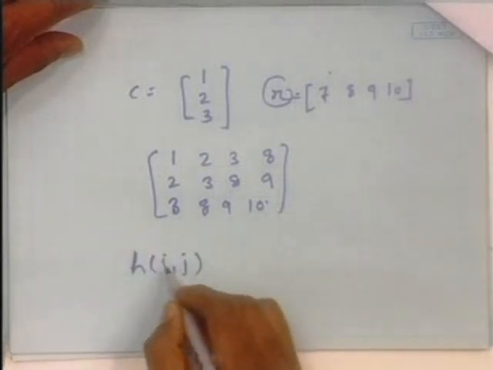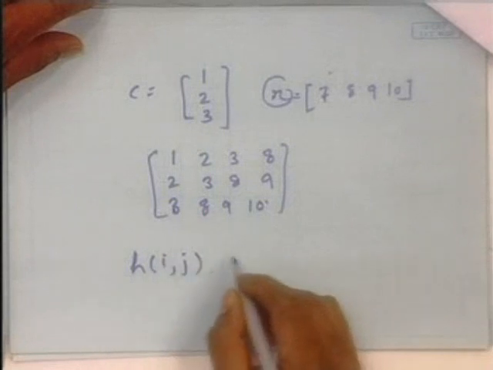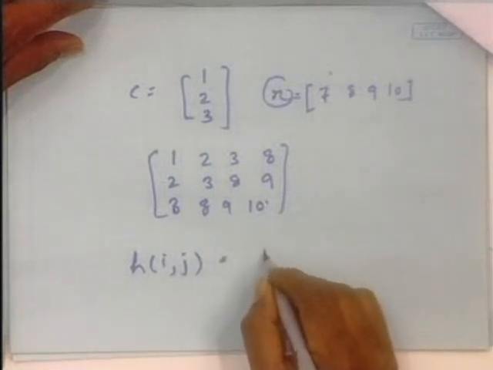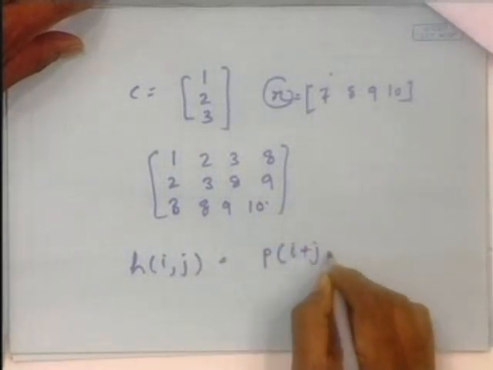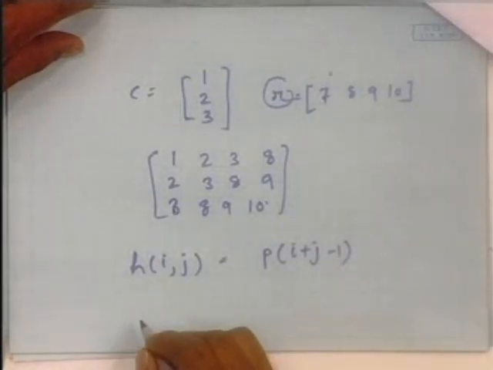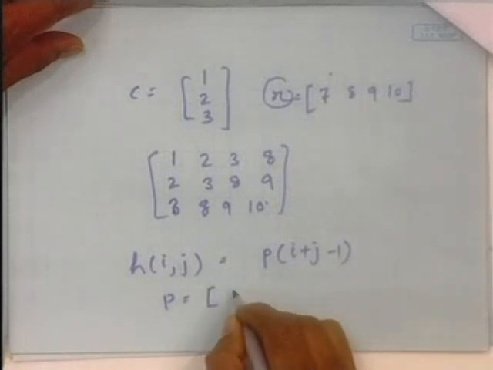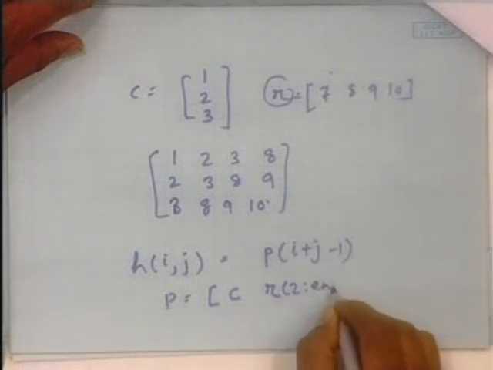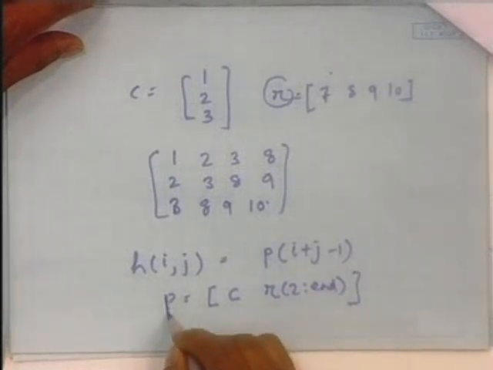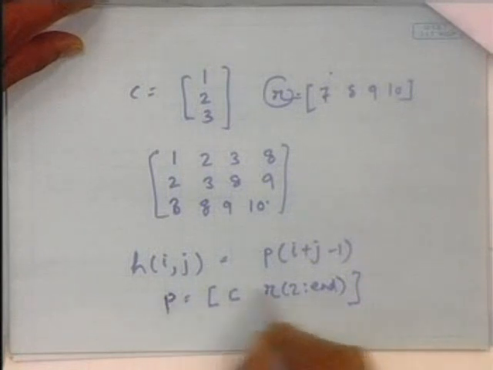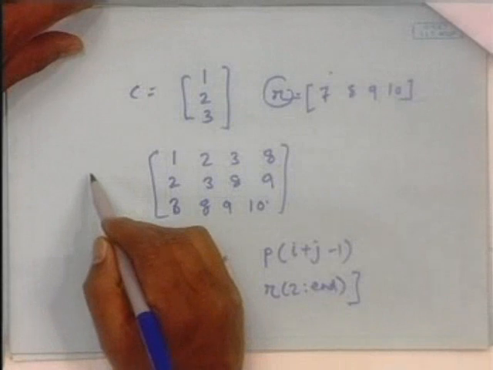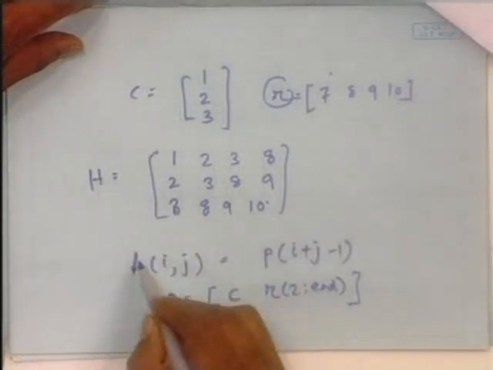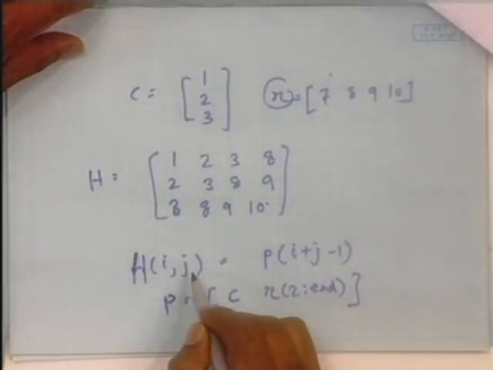So, once again, to construct a Hankel matrix, the ijth element of the Hankel matrix, H(i,j), will be equal to P(i+j-1), where P is a vector which is given by C, then R(2:end). So, first you construct this row vector, C followed by R(2:end), then calculate H(i,j). So, the ijth element will be this.